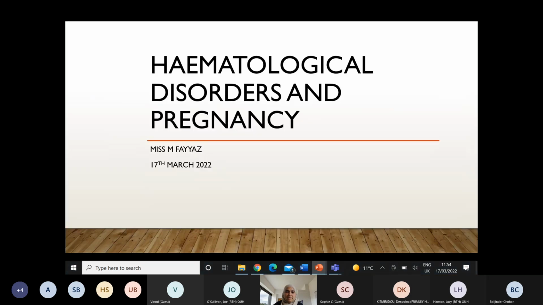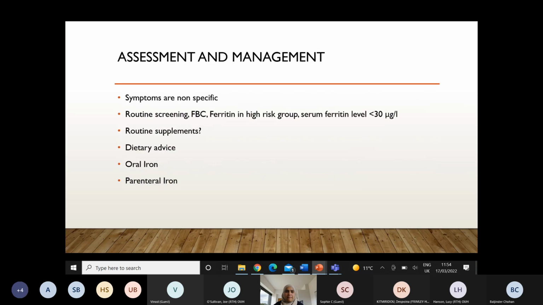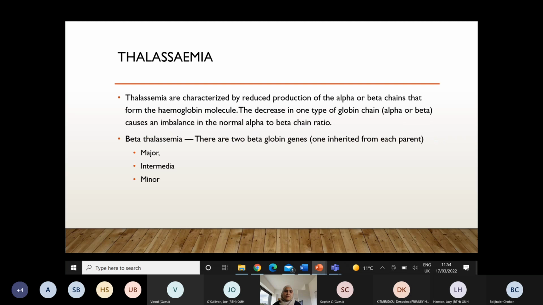So the other common one, just go back. Other common problems we see in pregnancy are hemoglobinopathies. There is a wide range, but there are two common groups. One is thalassemias. You all know that. I don't think so. This will be just a quick revision.